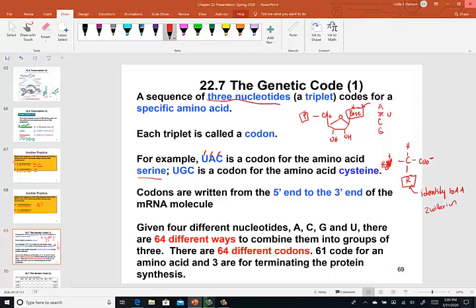So as we read codons, we're going to write them from the 5' to the 3' end on the messenger RNA. And this is just a little math. Given 4 different nucleotides in an RNA, that's adenine, cytosine, guanine, and uracil, there are 64 different ways to combine them into groups of 3. Those 64 different codings represent a specific amino acid. These are what we call codons. 61 of the 64 code for an amino acid, and 3 are terminating for the protein synthesis.